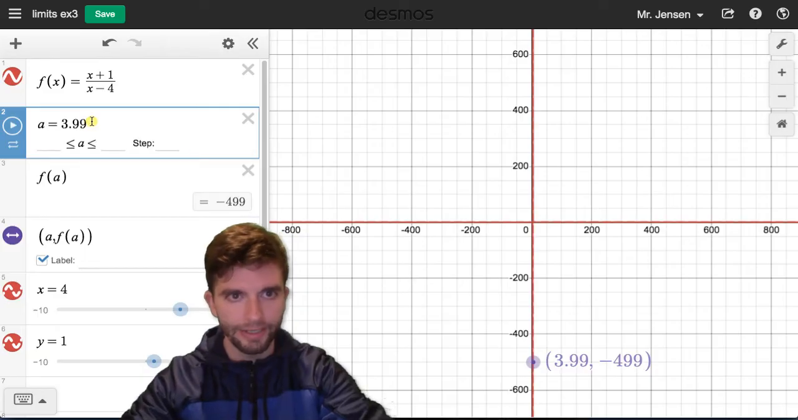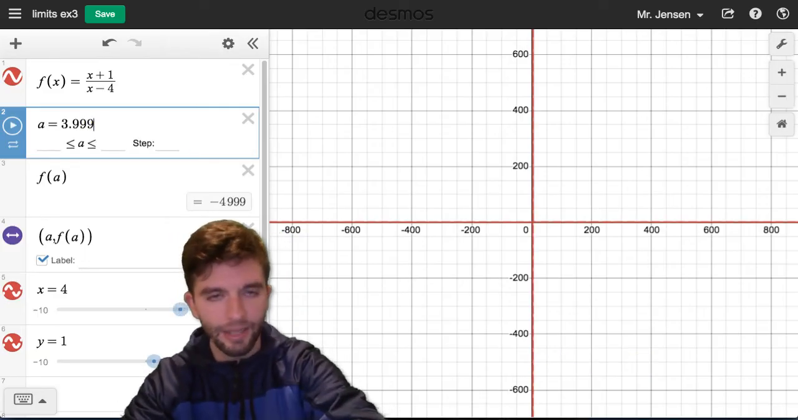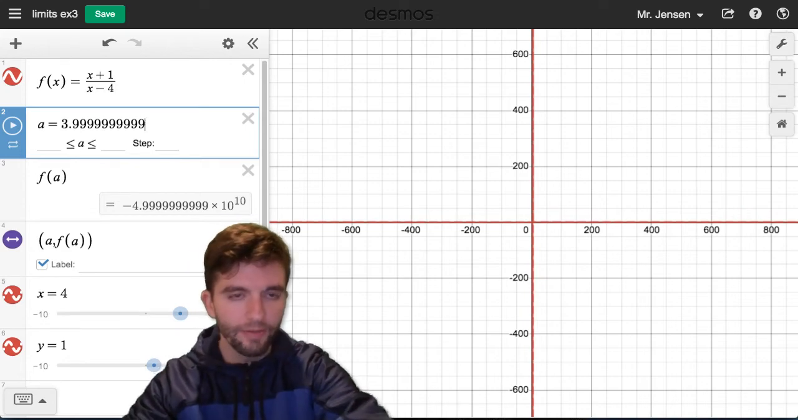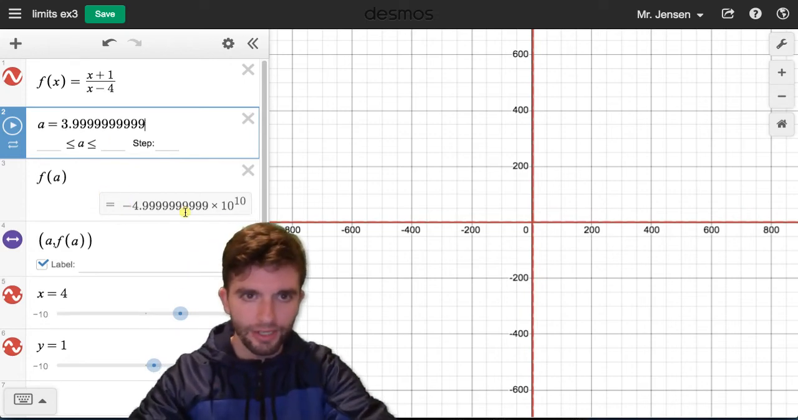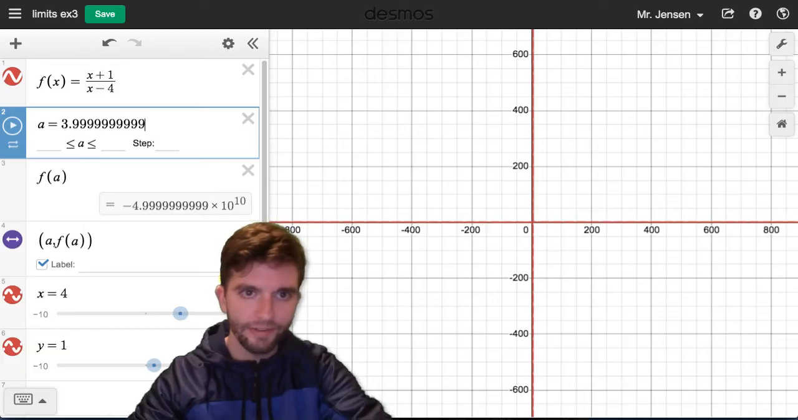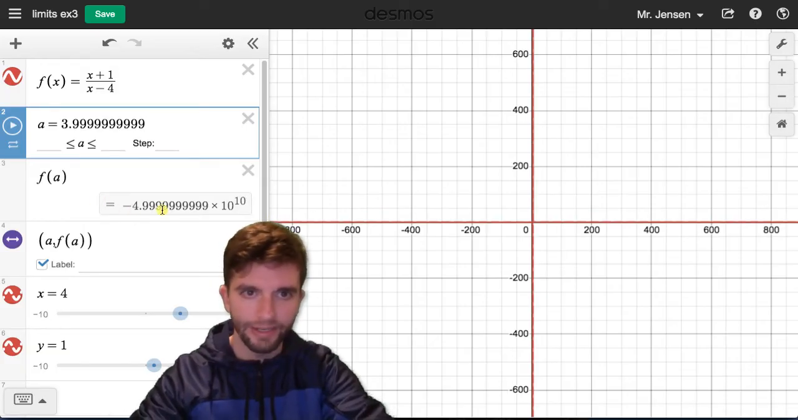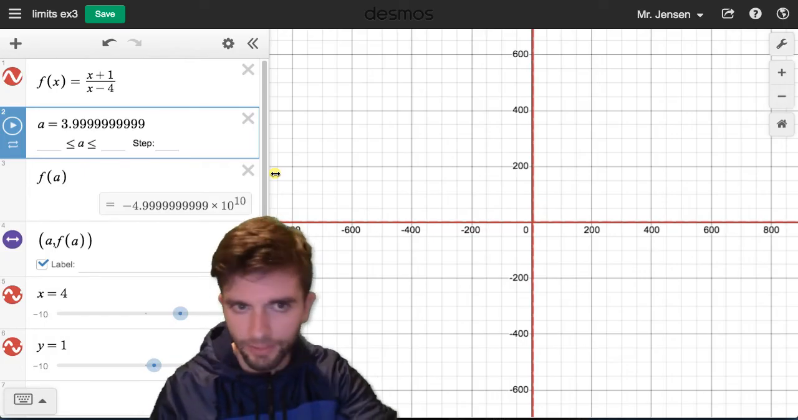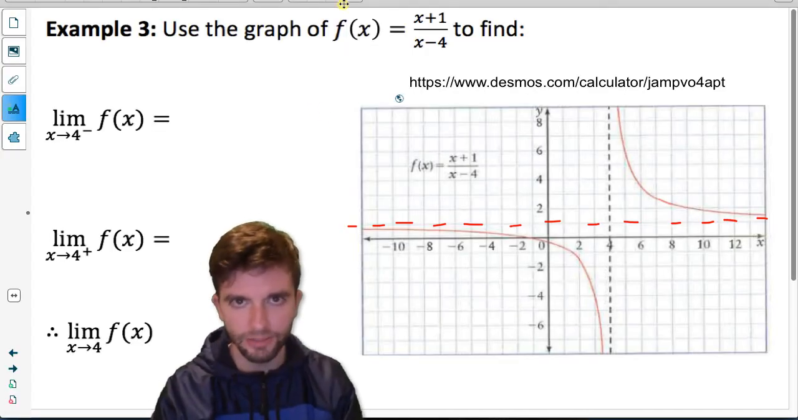How about 3.999? And then just keep adding 9s, keep getting closer and closer to an x value of 4. And look, this number is getting closer and closer to negative infinity. This is -4.9999 times 10 to the power of 10. It's an extremely big negative number. So my conclusion is it's going towards negative infinity.